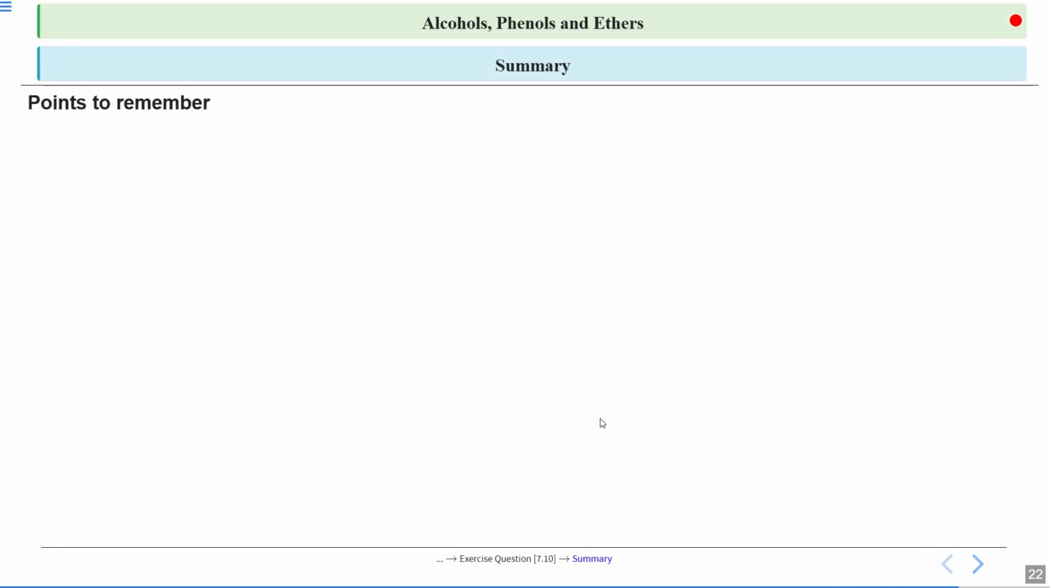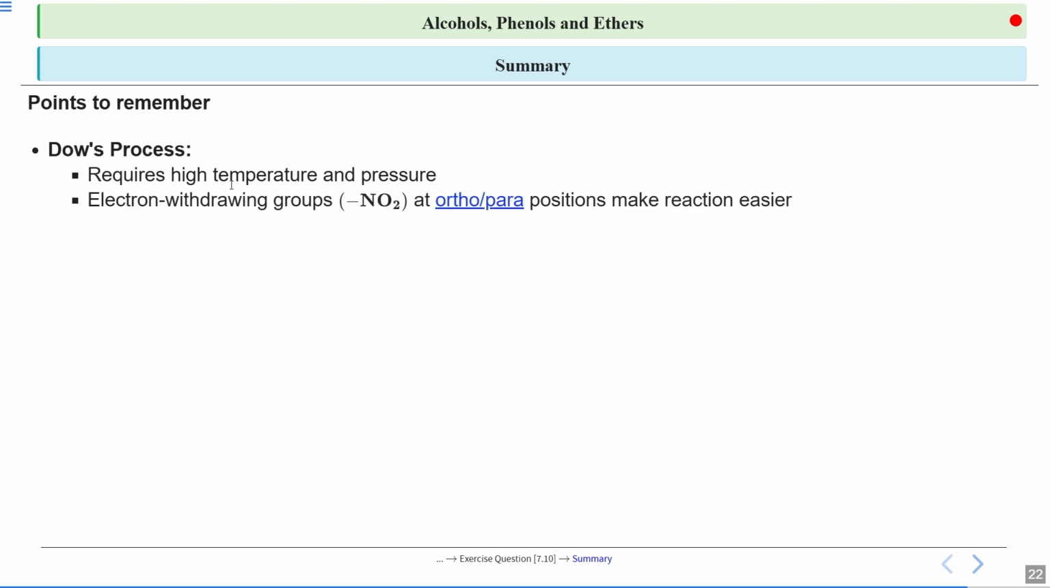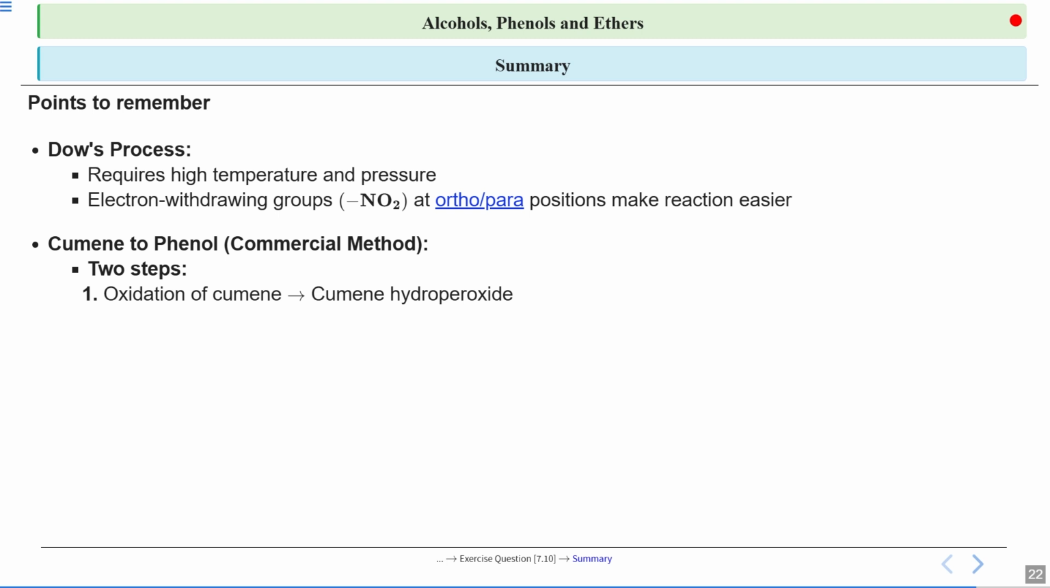So let us summarize whatever we studied. We studied Dow's process, and this process requires high temperature and pressure. And if there is an electron withdrawing group at ortho and para positions, it will make this reaction easier. Next, we studied cumene to phenol. That is a commercial method, which takes place in 2 steps. First, there is oxidation of cumene, and you form cumene hydroperoxide. The peroxide linkage is unstable, so it will break in the presence of acid, and it will give phenol and acetone.